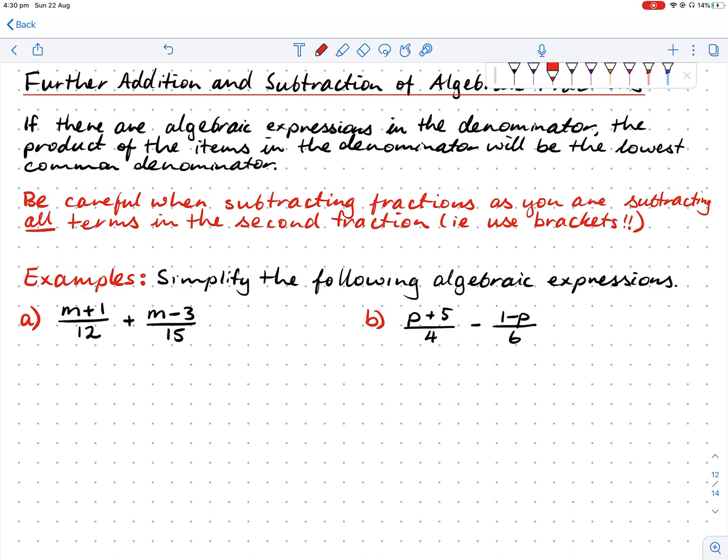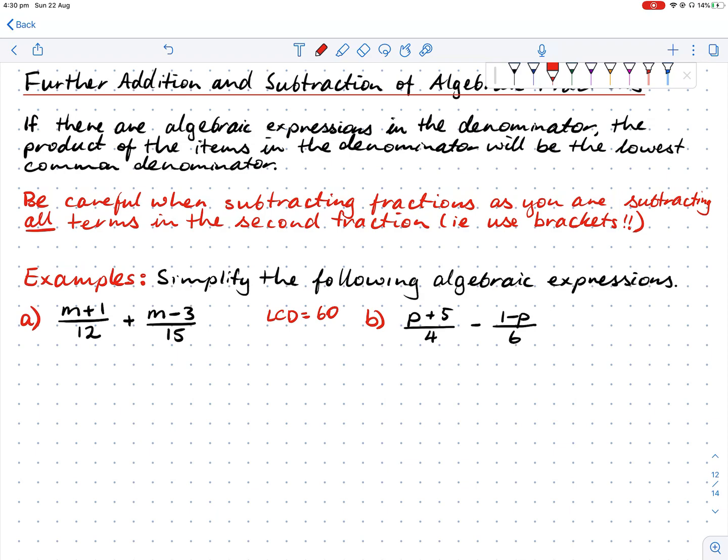The first thing we need to do is work out what our lowest common denominator is. Now we're looking at 12 and 15. So you think 12 times tables and 15 times tables, and I think 60 is the lowest common denominator. We know 12 times 5 is 60 and 15 times 4 is also 60.